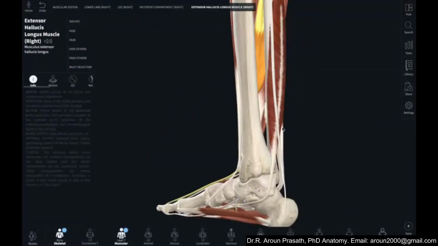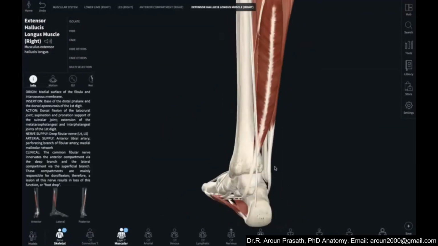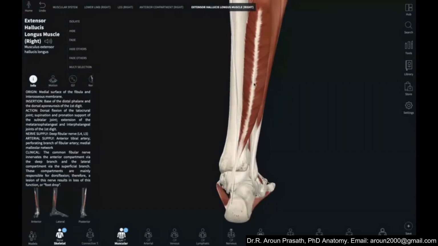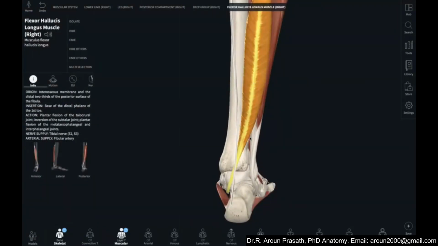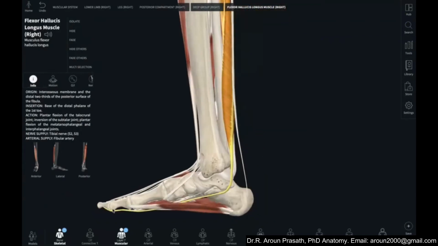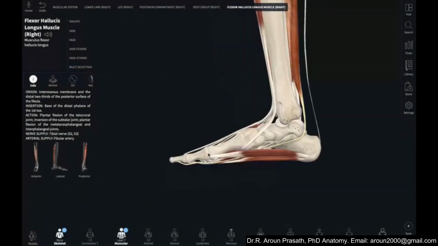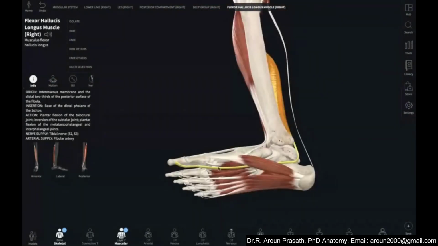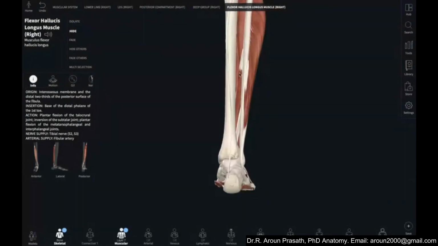Then this one is flexor hallucis longus. Like you had extensor hallucis going to the great toe, this muscle is also going to the base of the great toe, only to the great toe. This is called the flexor hallucis longus muscle.